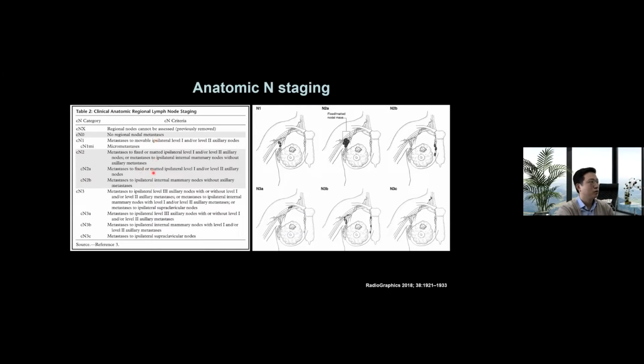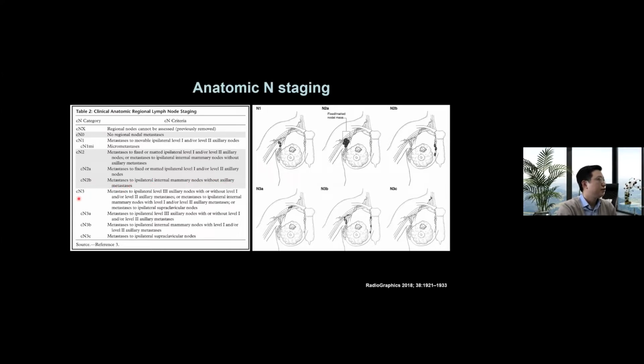It's hard to know whether the nodes are fixed or matted from the CT or FDG PET scan, so it's really a clinical decision to make. And N2B indicates internal mammary nodes metastasis, but there is no axillary metastasis.